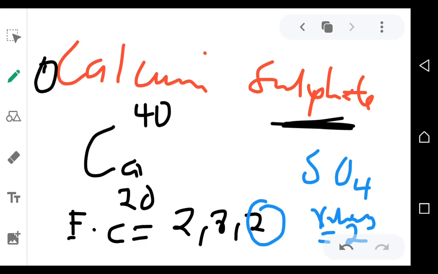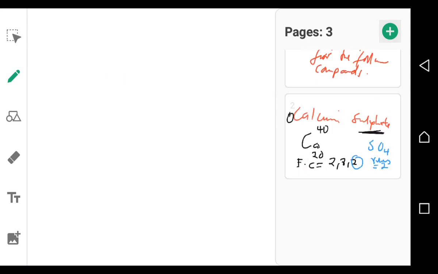You have to memorize it, the way you memorize the multiplication table. This is a multiplication table for chemistry, for the radicals. Okay, so we proceed. So we'll say now, write the chemical formula now. Calcium and sulfate. So I put like this.